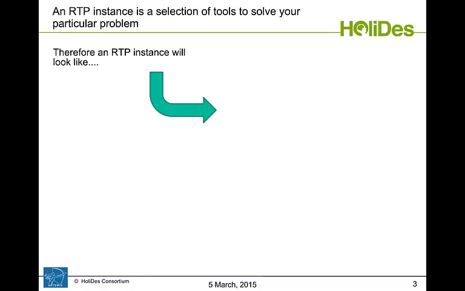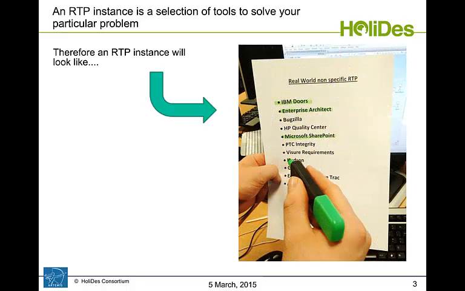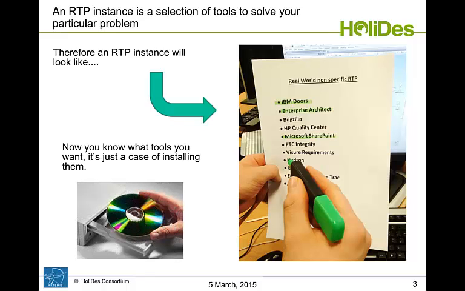An RTP is used by creating an instance of it. An RTP instance is a selection of tools and services that you need to solve a particular problem. How you select these tools and services is up to you, but in Holodesk we are looking at building a platform builder which will help you identify the services and tools you need to solve your particular problem. Now you know which tools and services you need, it's just a case of installing them.